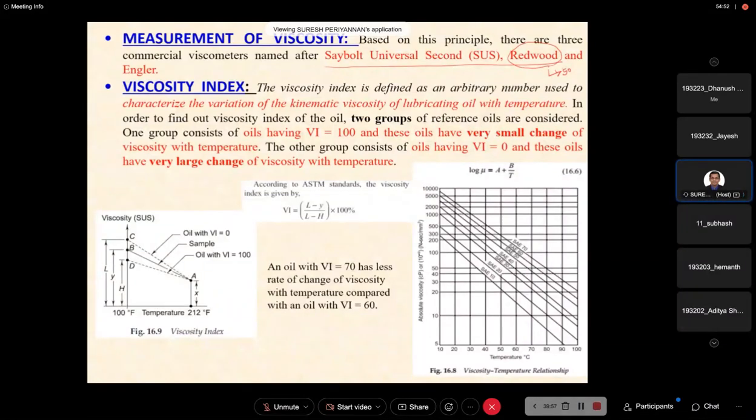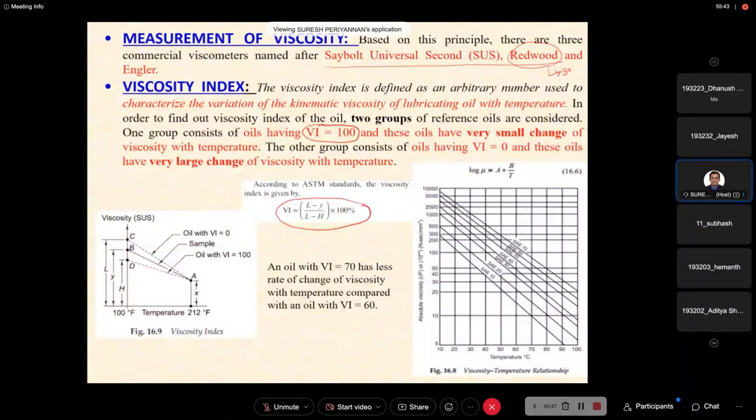Okay, now I come to the viscosity index, a very important property, because the viscous resistance of a lubricant oil is based on the internal molecular force we just discussed. When the temperature increases, the viscosity decreases. Vice versa, when the temperature decreases, the viscosity increases. For finding the viscosity index of the oil, we follow the ASTM suggested standard method. In this method, there are two types of oil we consider. One type of oil has, for example, a viscosity index of 100.